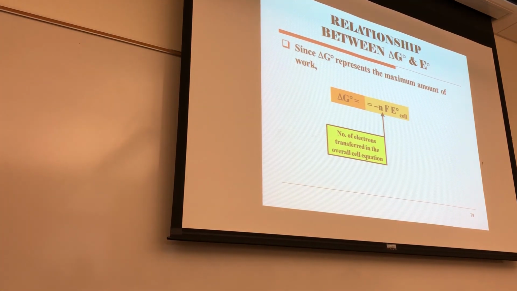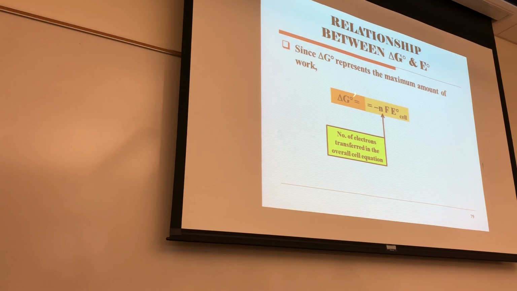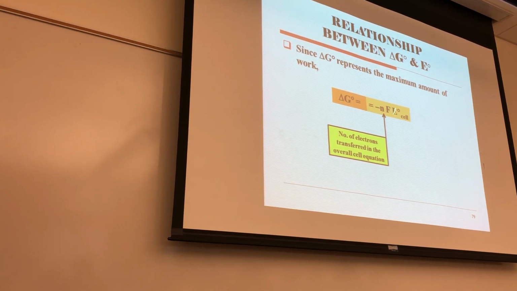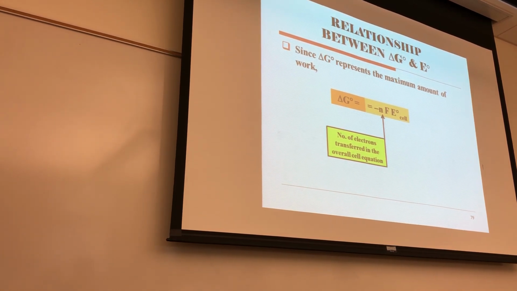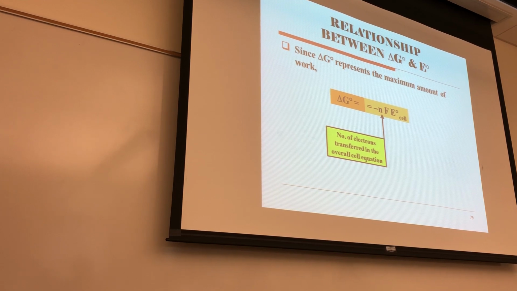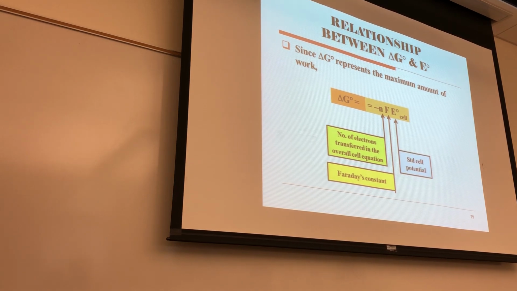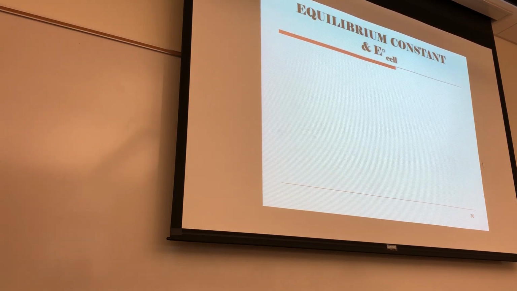And this is the E of the cell. There's my delta G under standard state conditions. This is just the number of electrons being transferred in the overall cell equation, which you can get from the half reactions as well, right? Once you balance it out according to the electrons. This is always given. That number never changes. And you can solve for the standard cell potential. Okay, so there's my correlation. So obviously we want to use that in some capacity.